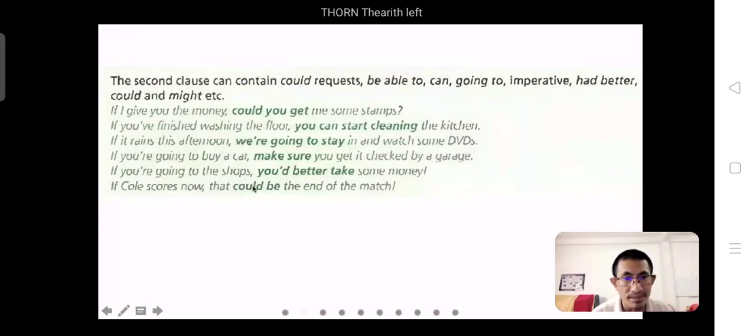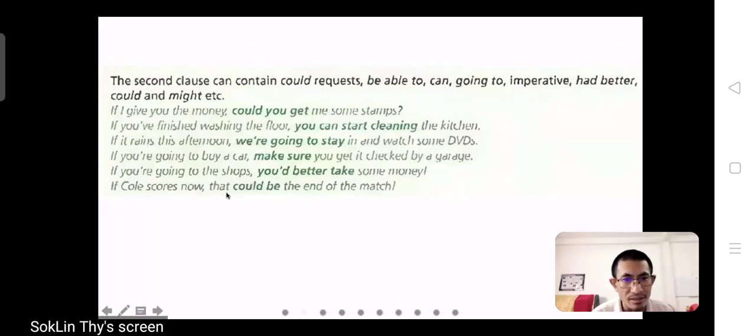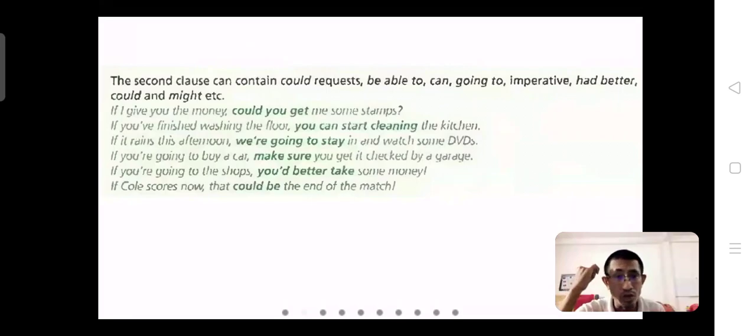Another example you can use is "could be," for possibility. If Cole scores now, that could be the end of the match. This modal verb and modal-like expression can be used. We call them modal-like expressions, like be able to, be going to, had better. Had better means should; be going to is not a modal.